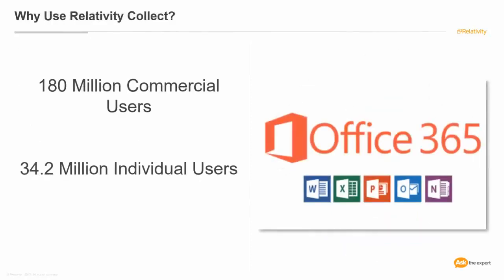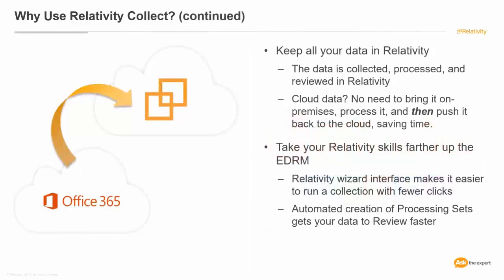Why might you want to use Relativity Collect? Well, as you may be aware, the adoption of Office 365 has really been growing exponentially over the past year or two. Now the number of commercial users as well as individual users has climbed extremely high, 34 million individual users of Office 365. So if you do collections regularly or for a living, you probably run into collections that need to be done in Office 365. And we want Relativity Collect to be that tool that you use for those collections.